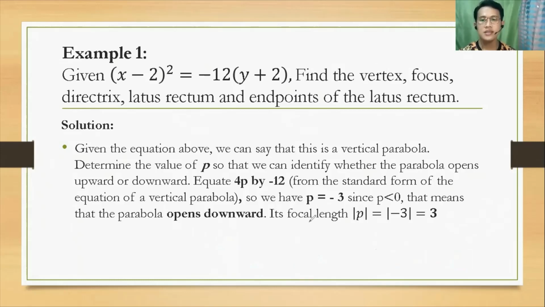Next. So we have p equal to negative 3. Since p is less than 0, you can now determine the opening. That means the parabola opens downward. As for the focal length, you need to find the absolute value of your p. So the absolute value of negative 3, that's 3 for the focal length. Okay, let's proceed.